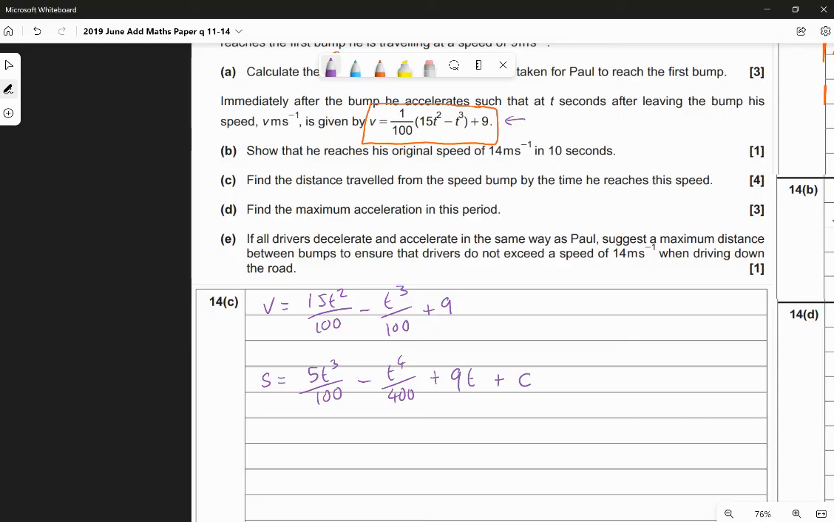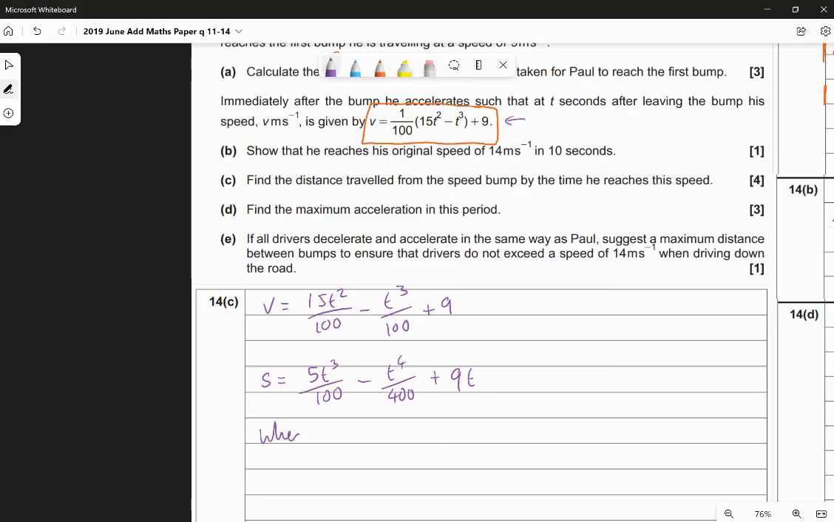Now this constant: since my distance traveled is 0 at the start, when I leave that bump, when t is 0, my displacement is 0. If I substitute t is 0 and s is 0, you get the value that c is 0. So I'm just going to erase that. So that's my expression for my displacement.